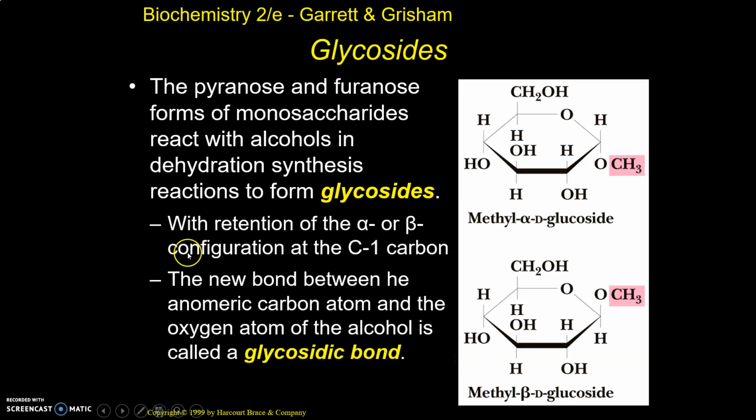And so we've already talked about how you can retain the configurations, and there is a new bond between the anomeric carbon and the oxygen atom, okay? And of the alcohol, and this is called the glycosidic bond. So again, just to reiterate, this is the glycosidic bond, this right here between this carbon and this oxygen. This is the glycosidic bond. And again, we'll talk more about this as we move forward in this class.